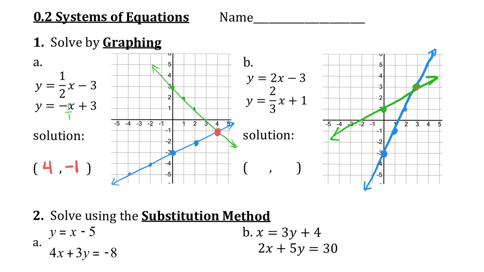Okay, the point they intersect at is right here. So at that point, x is 3, y is 3. So my solution is 3, 3. Okay, now algebraically, we learned two methods for solving. The first one is substitution.